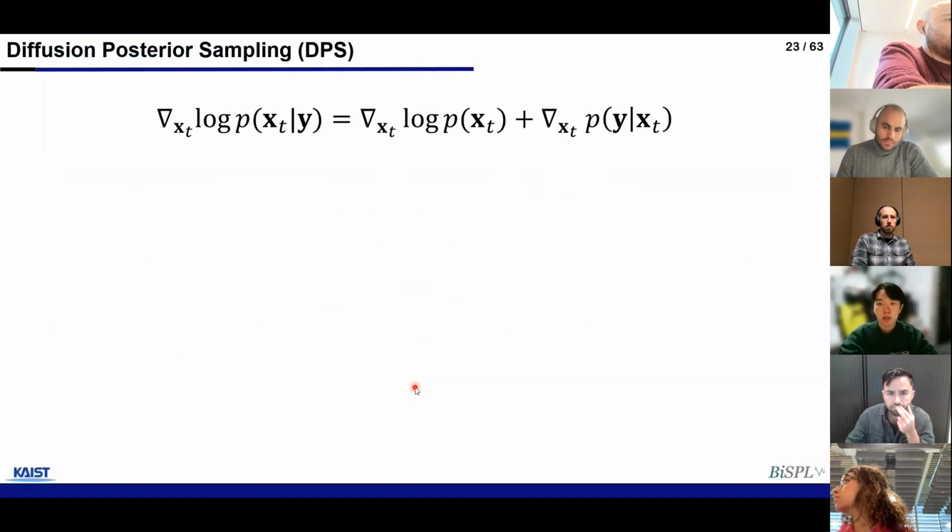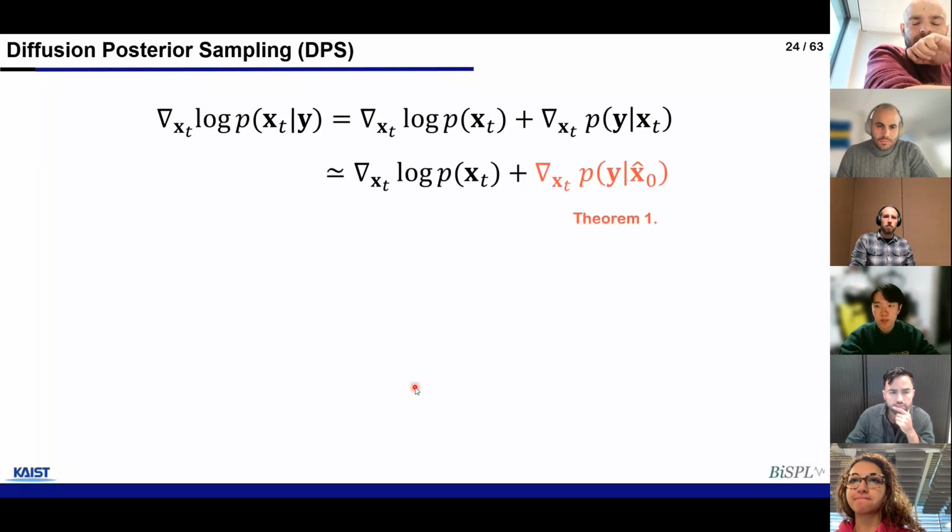So just summing everything up, thanks to Theorem 1, we can achieve what we call diffusion posterior sampling, or DPS in short. We start with standard Bayes rule in the context of diffusion models. We can apply Theorem 1 to get the approximation.